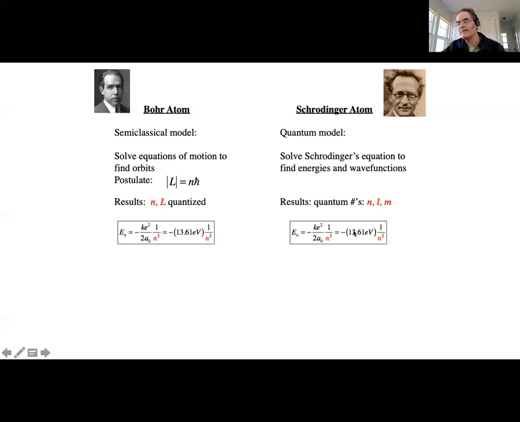In the Schrodinger equation, the energy is solely determined by n, but there are two other quantum numbers, the orbital quantum number L and the magnetic quantum number M, okay? And they have an important role in determining the degeneracy of the different levels of the hydrogen atom.